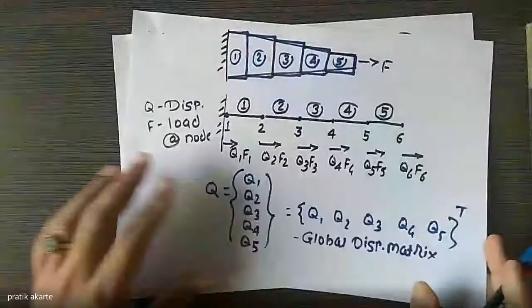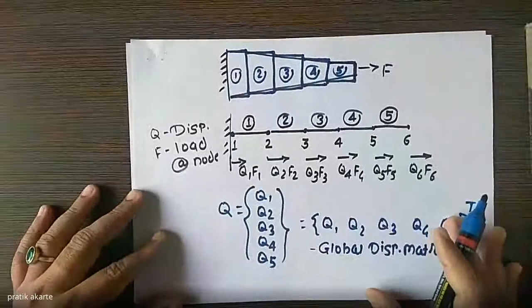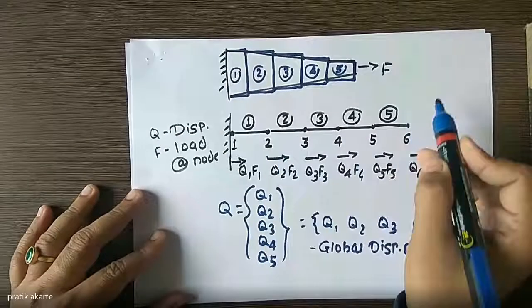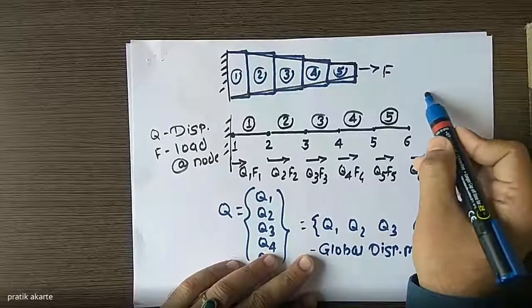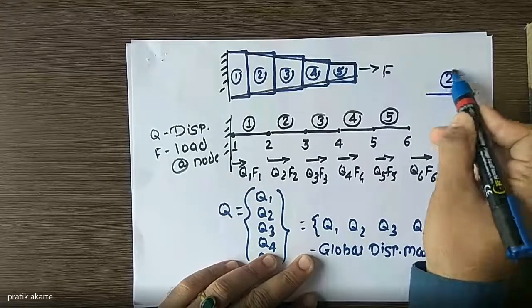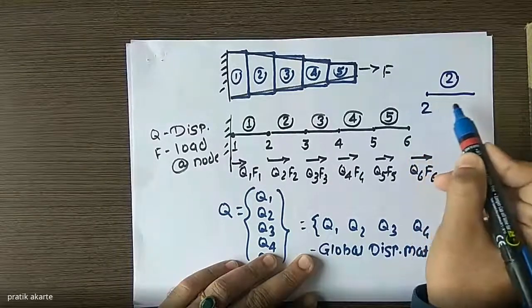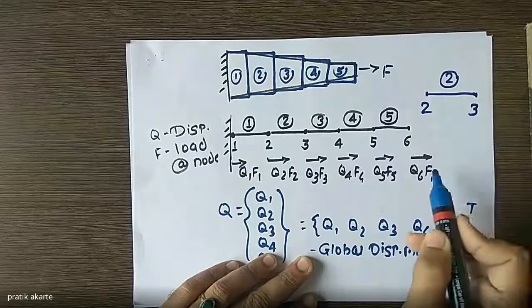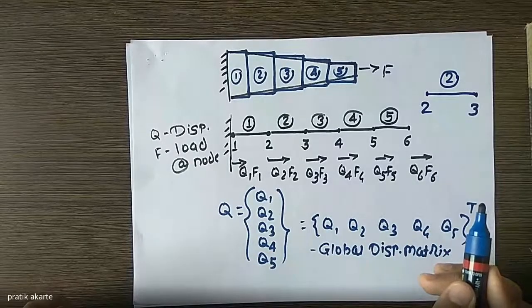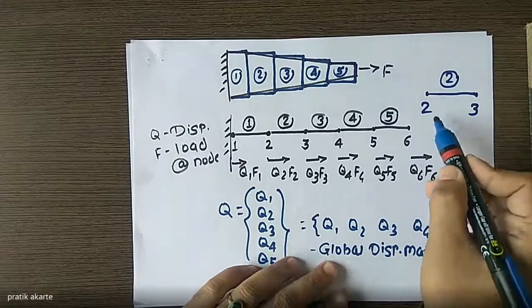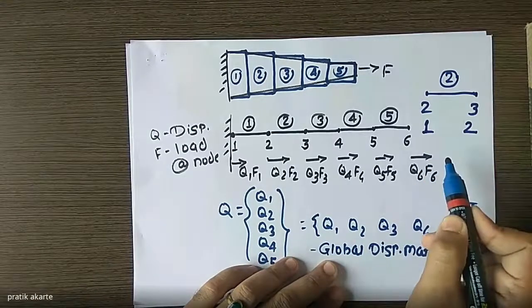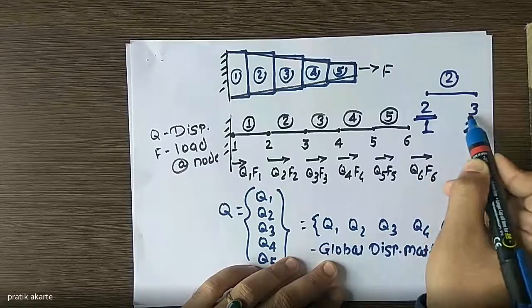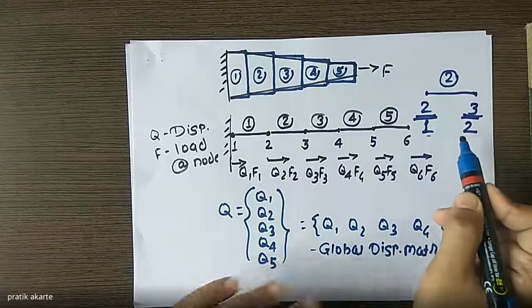So if this is the case, for element number 2, the global node numbers are 2 and 3. But the local numbers are 1 and 2 only. So these are your global numbers and these are your local numbers.